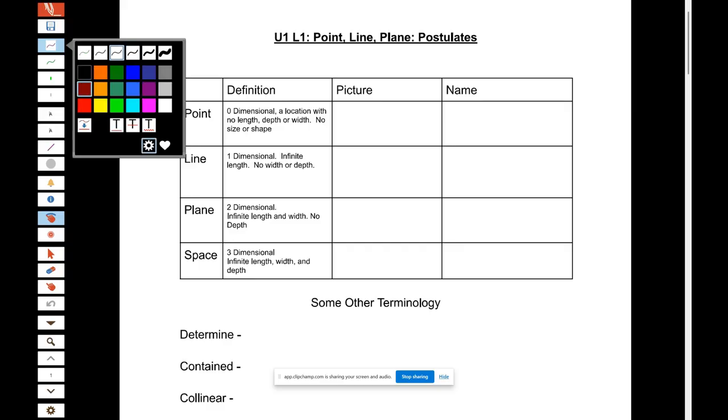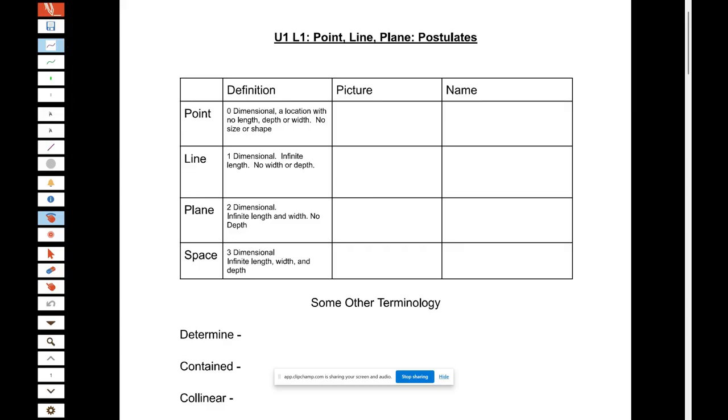So we're going to start by describing the three basic undefined terms in geometry. They are point, line, and plane. Space technically is not an undefined term, but point, line, and plane are undefined because they technically do not exist, and I will explain why after we describe each one. So a point is a location.